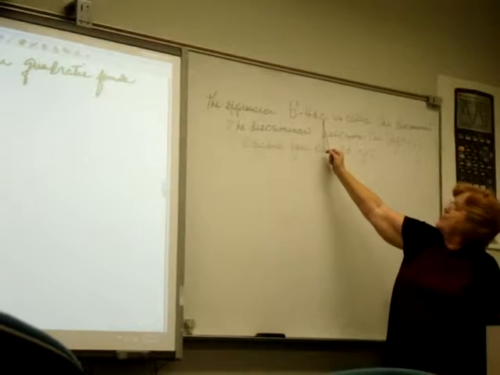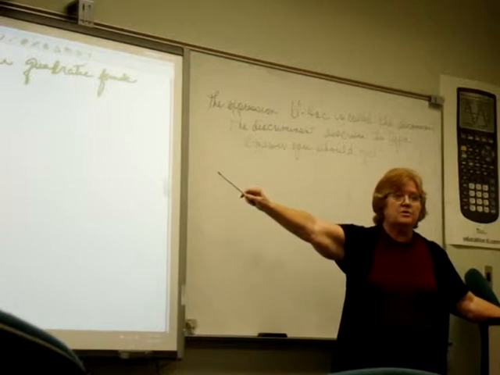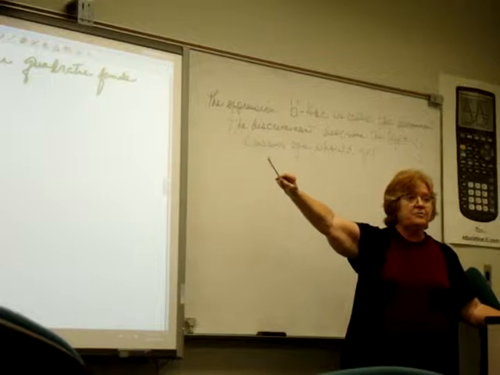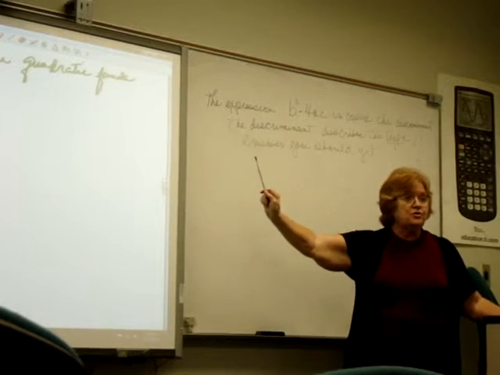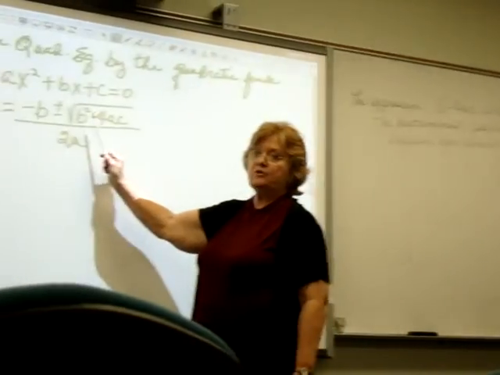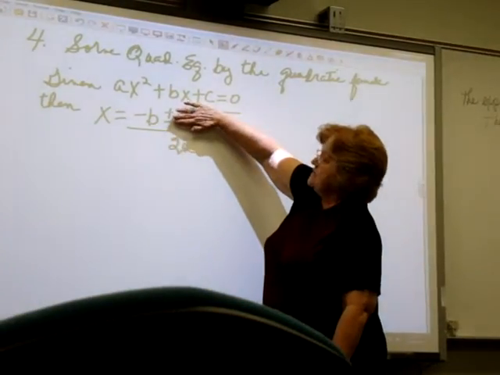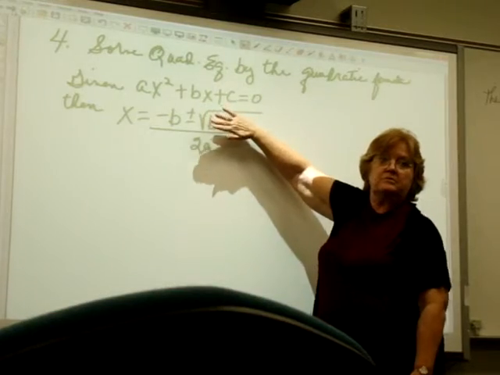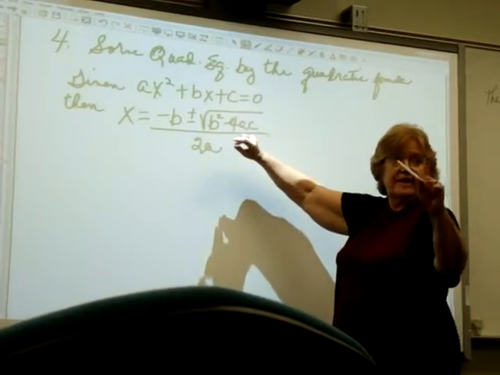b squared minus 4ac. That's what you've got under the radical. If you put in a number for a, a number for b, and a number for c, and you simplify it, and you end up with a 0 under here, then all that's going to become a 0. And how many answers do you get? 1. You get 1 answer.